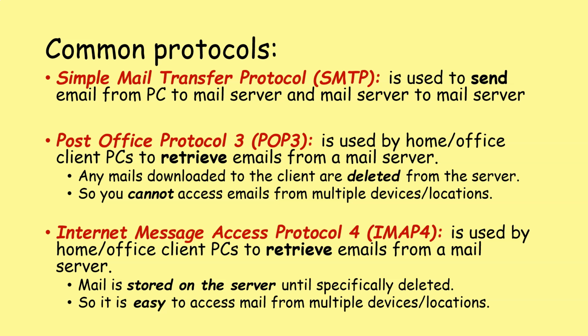Any mails downloaded to the client via POP are deleted from the server, so you cannot access emails from multiple devices or multiple locations. Internet Message Access Protocol, IMAP, now onto version 4. This is used by home or office client PCs to retrieve emails from a mail server. So far, very similar to POP. However, the mail is stored on the server until specifically deleted, so it is easy to access the mail from multiple devices or locations. SMTP is used to send email. POP and IMAP are used to retrieve emails. IMAP is more advanced than POP.